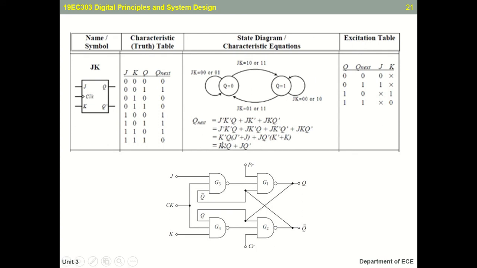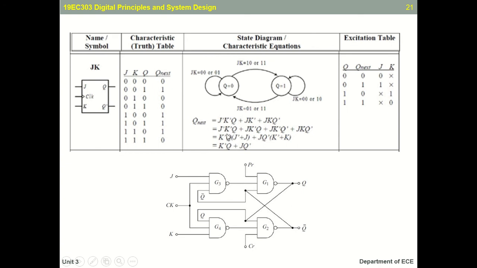As for the characteristic equation, what you want to do is find the characteristic equation for the q next, right? You can go with a three-variable K-map, well and good. Or else, if you are good enough in Boolean algebra, in the q next column, how many ones are there? 1, 2, 3 and 4. So for the first one it's j bar k bar q, okay. For the second one it's j k bar q bar. For your third one, j k bar q. And for your fourth one it's j k q bar.